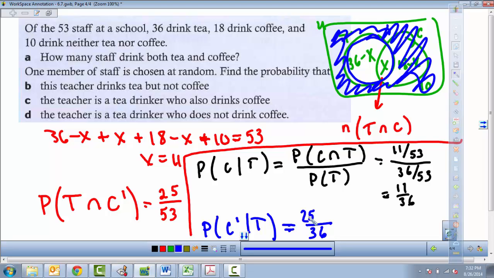So that's the overview of conditional probability. You can take a more intuitive approach with it here, but I would always urge you to understand the probability notations and the way that we utilize these formulas that we're given.